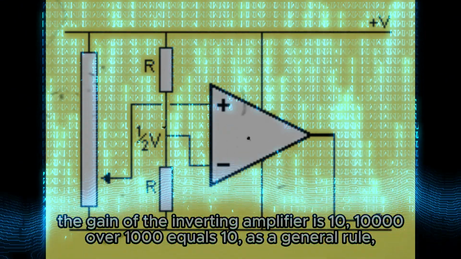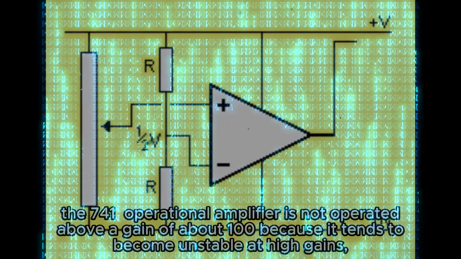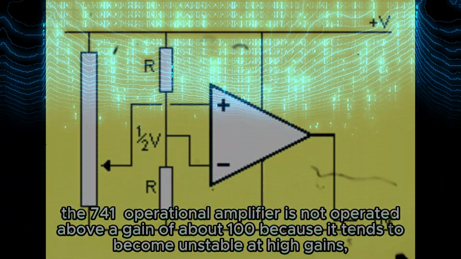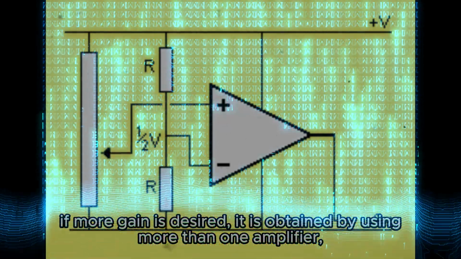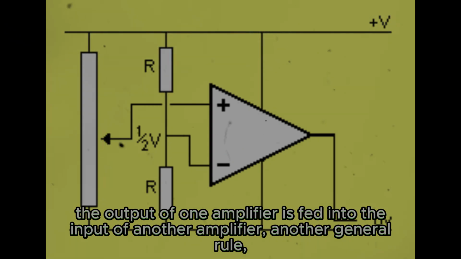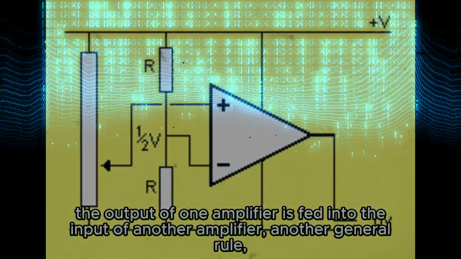As a general rule, the 741 operational amplifier is not operated above a gain of about 100 because it tends to become unstable at high gains. If more gain is desired, it is obtained by using more than one amplifier. The output of one amplifier is fed into the input of another amplifier.